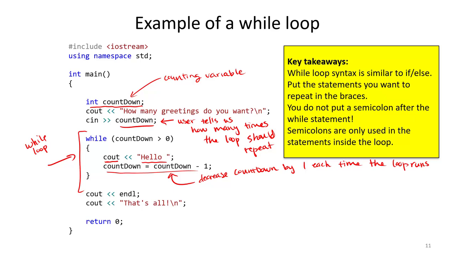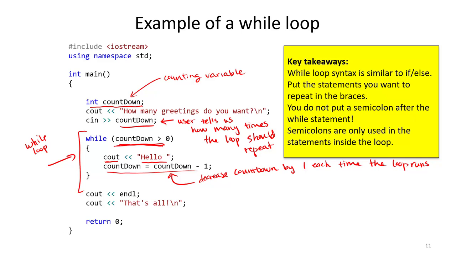Well, why do we need to do that? Notice if we don't decrease countdown each time we run, then this loop will never have its Boolean become false. We want to make sure this loop will output the correct number of greetings in this case, and that the loop will eventually stop when it's supposed to. And so we output hello until our countdown reaches 0.